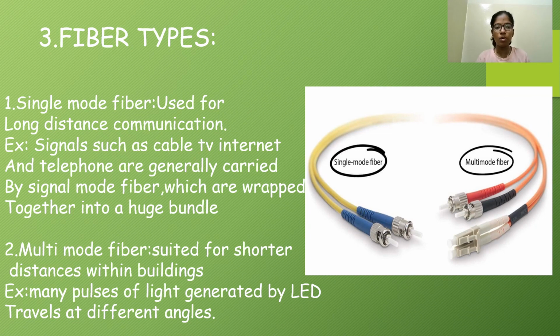Now let me discuss fiber types like single mode fiber and multi-mode fiber. A single mode fiber is used for long distance communication, and multi-mode fiber is suited for shorter distances within a building. An example for single mode fiber is signals such as cable TV, internet and telephones, which are generally carried by single mode fiber wrapped together into a huge bundle. An example for multi-mode fiber is that many lights generated by an LED travel at different angles.